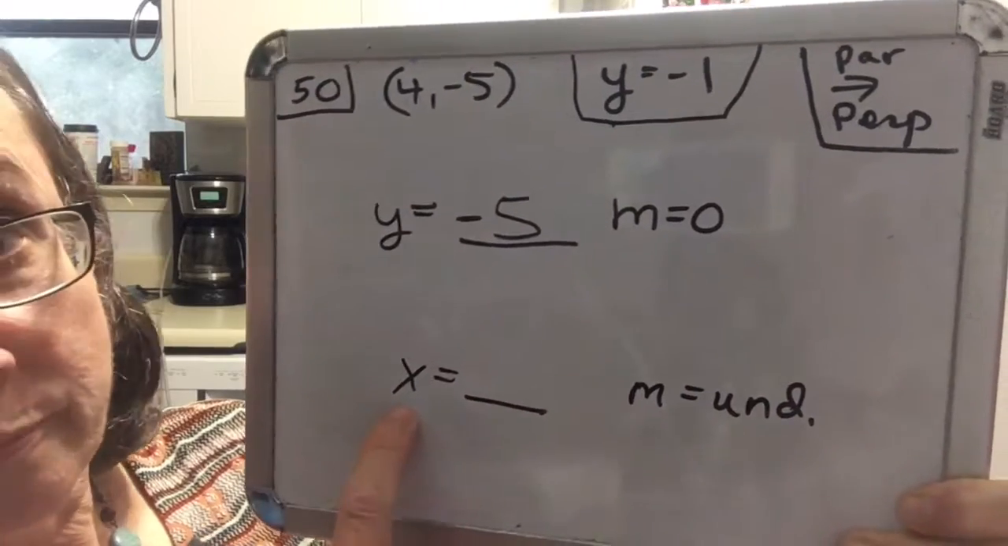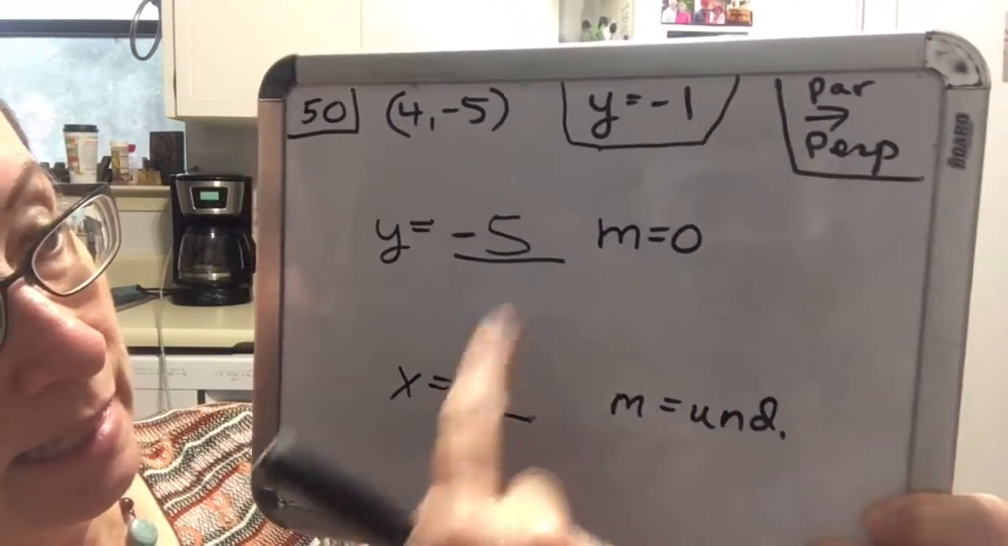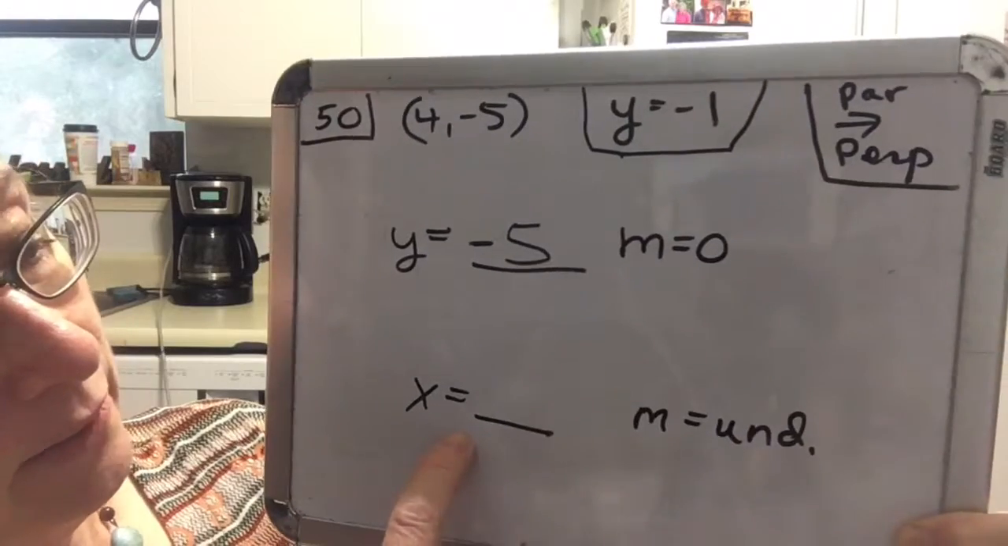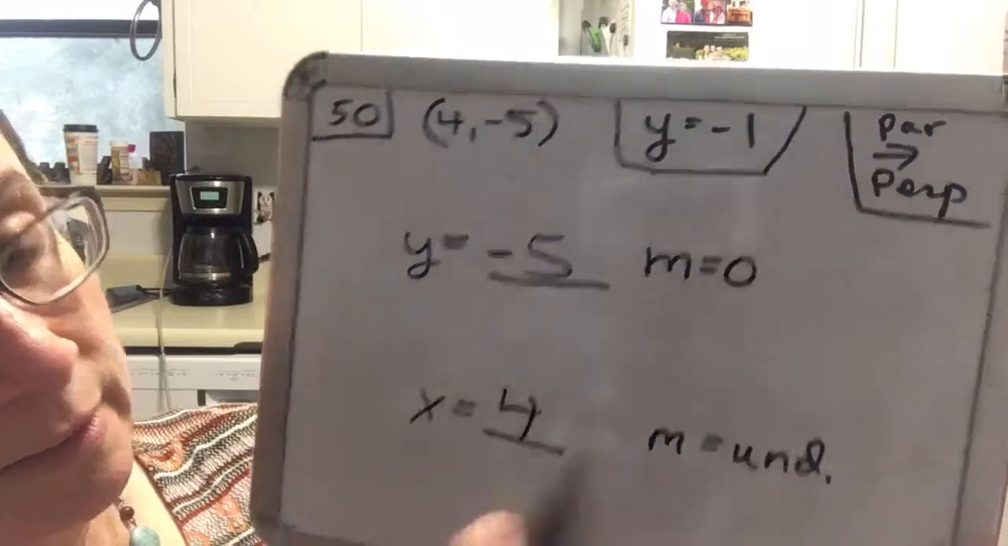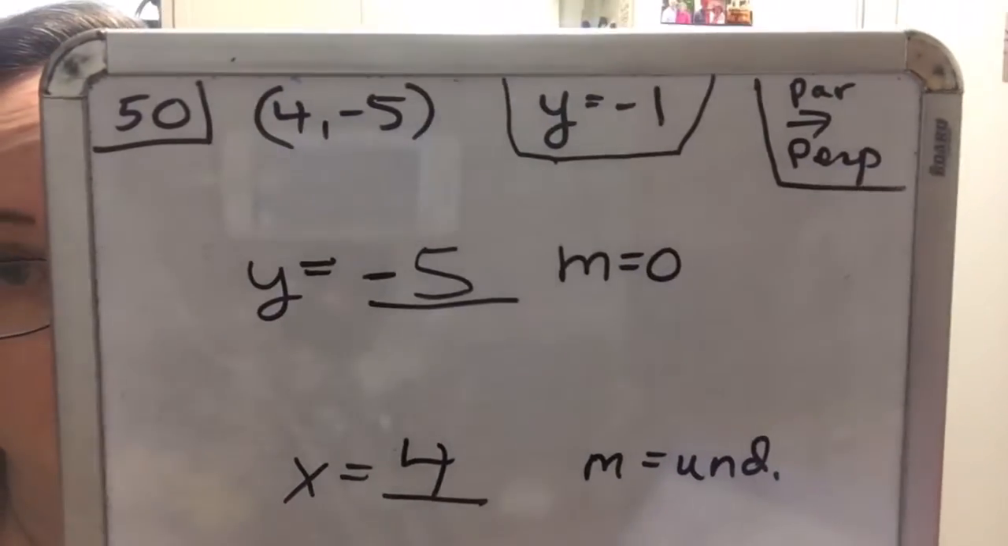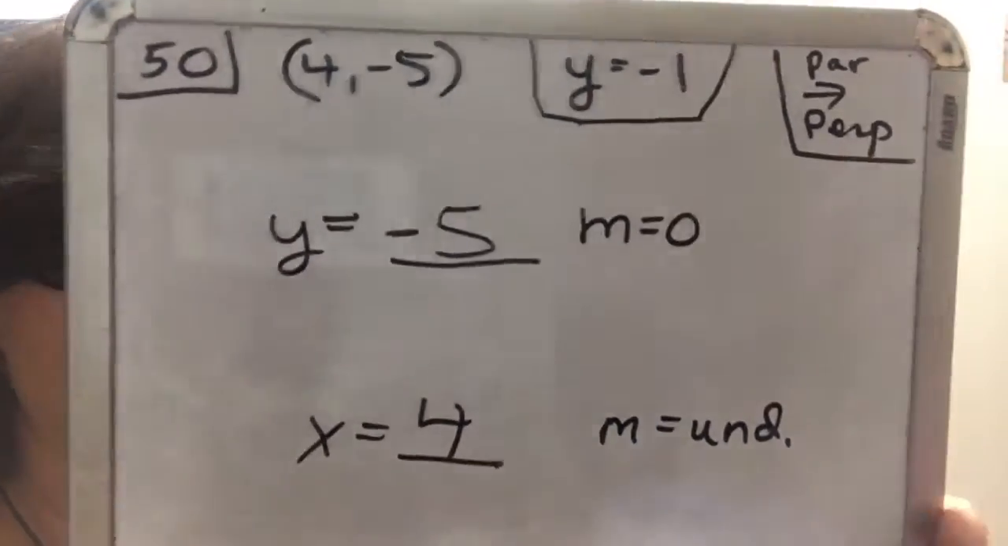And for the x line, which is the perpendicular line, the vertical line, we're just going to choose the x coordinate 4. And we are done. We found the two lines and we're finished.